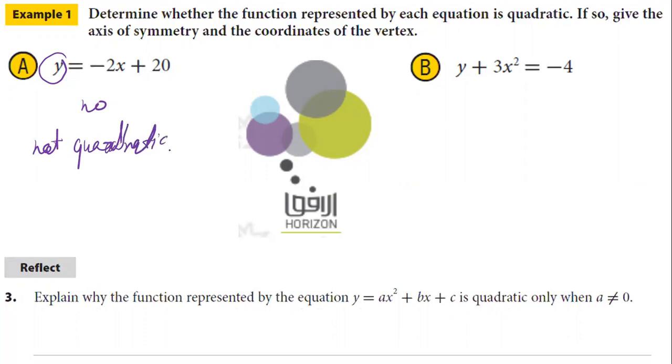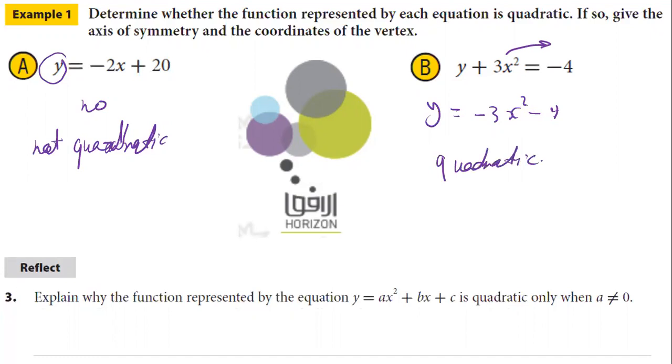So it is not quadratic one, okay? Here, letter P. You have to isolate y, so y equals -3x squared minus 4. I moved 3x squared to the other side, so minus 3x squared minus 4. Ask yourself, does the x squared term exist? Yes. So it is a quadratic one.